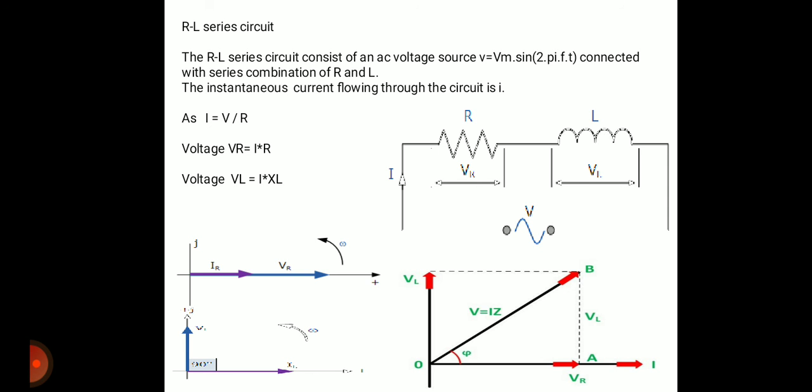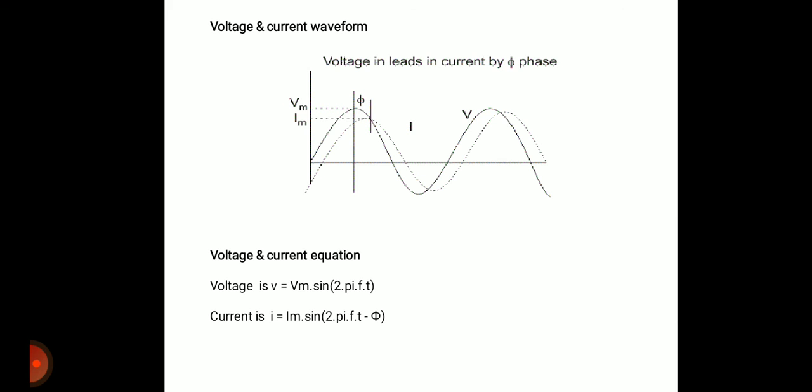So how have we drawn this phasor diagram? First we drew the individual phasor diagrams for resistor R and inductor L, and merged both together to get the resultant phasor diagram for supply voltage V and current I. These are the waveforms for the supply voltage V and supply current I for the RL series circuit. I is lagging by theta degree, and the equations for the voltage and current are given here. The current equation shows that current is lagging the voltage V by theta degree.